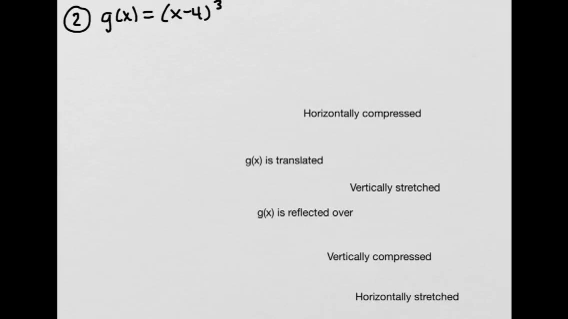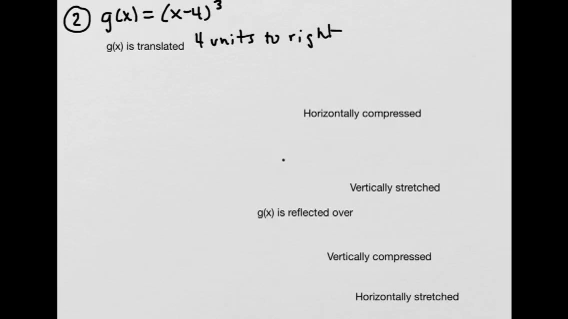So for number 2, g of x equals a quantity of x minus 4 cubed. This tells me that g of x is translated 4 units to the right. Because this is h, and remember, even though it says minus 4, we do the opposite, so it's actually moving to the right 4 units.